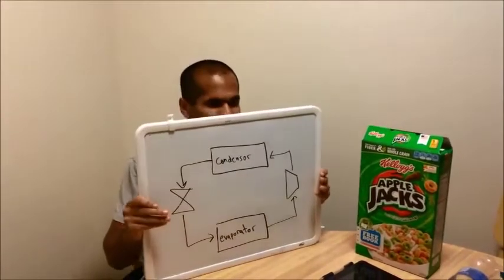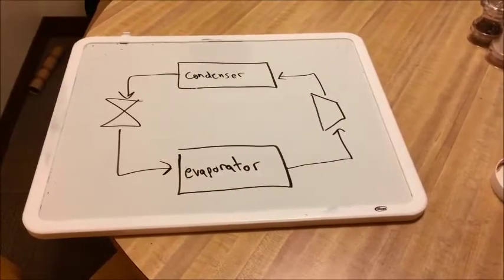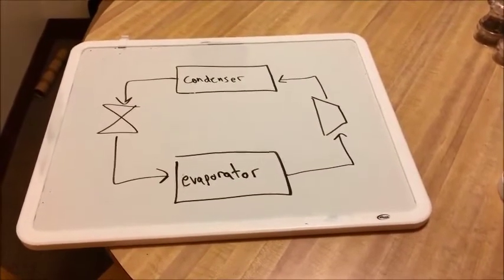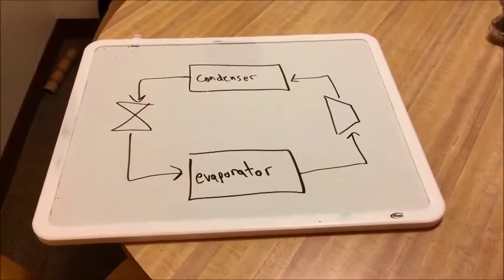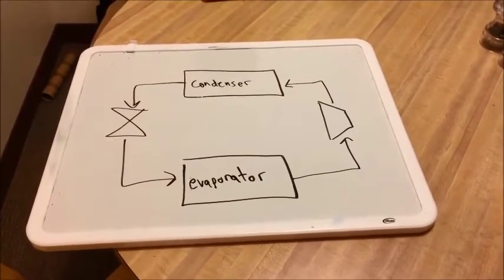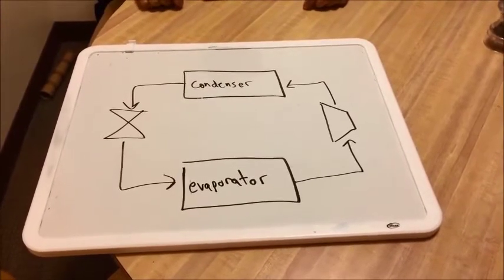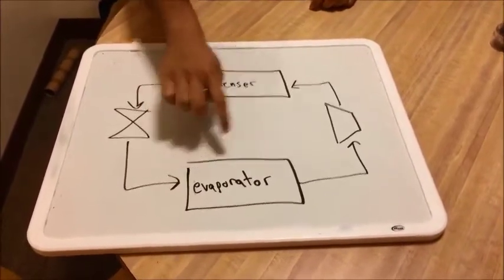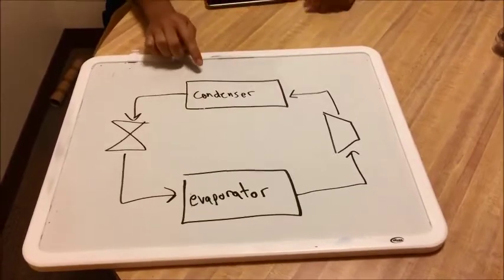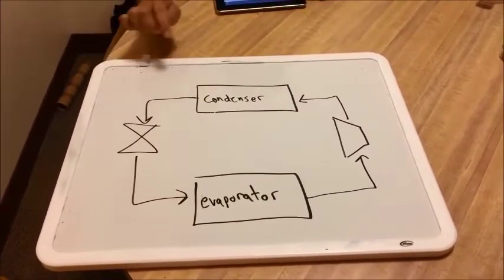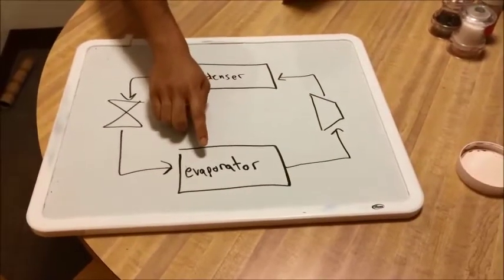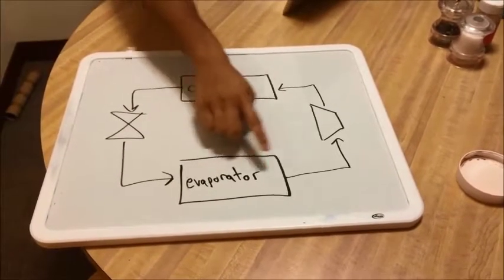So anyway, this process is a vapor compression refrigeration cycle. Basically, refrigeration is defined as lowering the temperature of an enclosed space by removing heat from that space and transferring it elsewhere. The four components in a vapor compression cycle are the evaporator, the compressor, the condenser, and the throttle valve. In the evaporator, the heat is transferred to the refrigerant, causing the refrigerant to boil into a vapor.